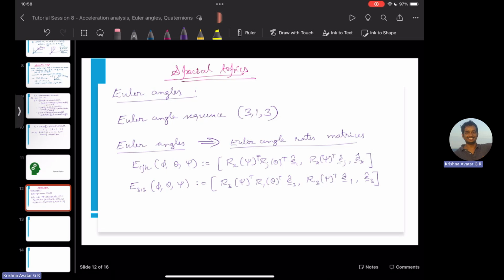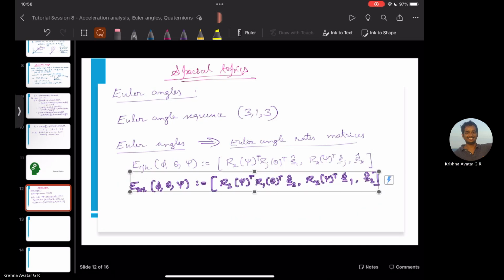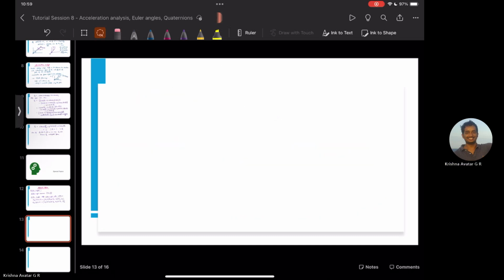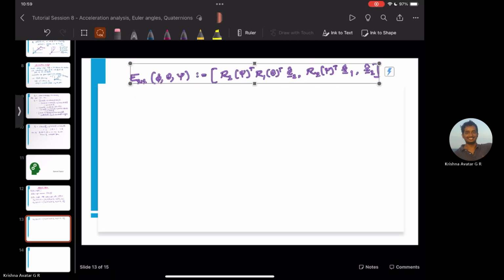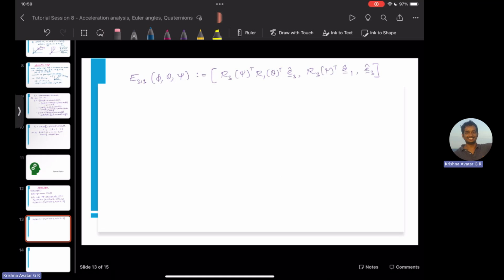Now how do we construct this? Let me just take this expression and copy it. And mind you, this E1, E2, E3 are the standard Cartesian coordinates. Now we would first like to have the expressions for R3 as a function of psi. Let's just determine it.